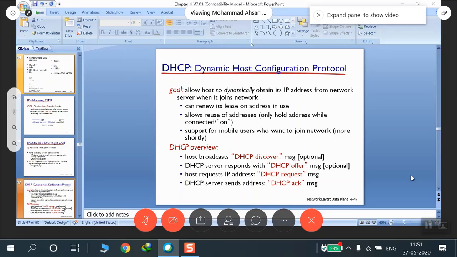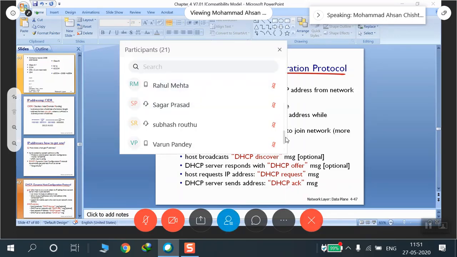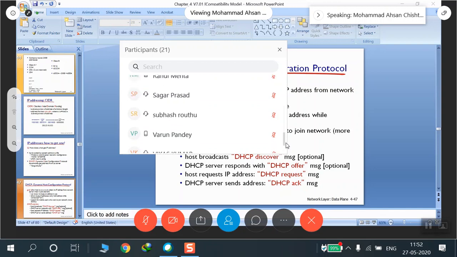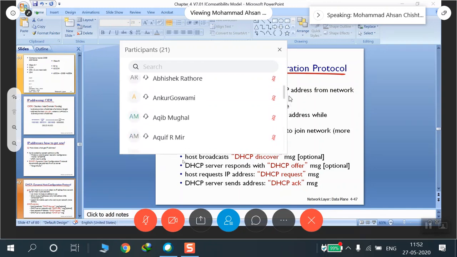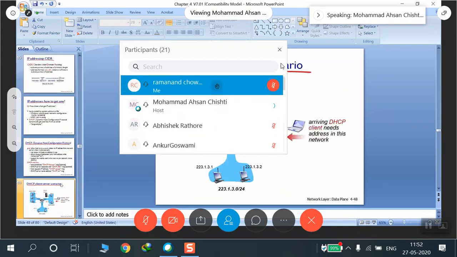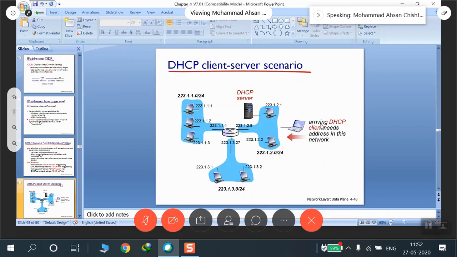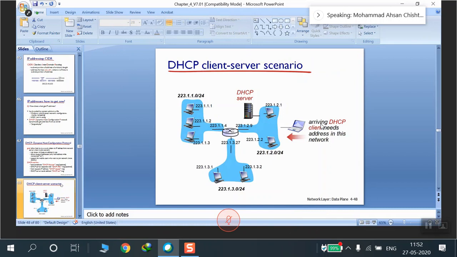Then the host requests the IP address. After discovering that there is a DHCP server, it sends a DHCP request message, and the DHCP server sends back the DHCP acknowledgement message, saying yes, this is what your IP is supposed to be. It will give it its IP address, its network prefix, the first hop router, which was the gateway, as well as the DNS, primary, secondary, and so on.